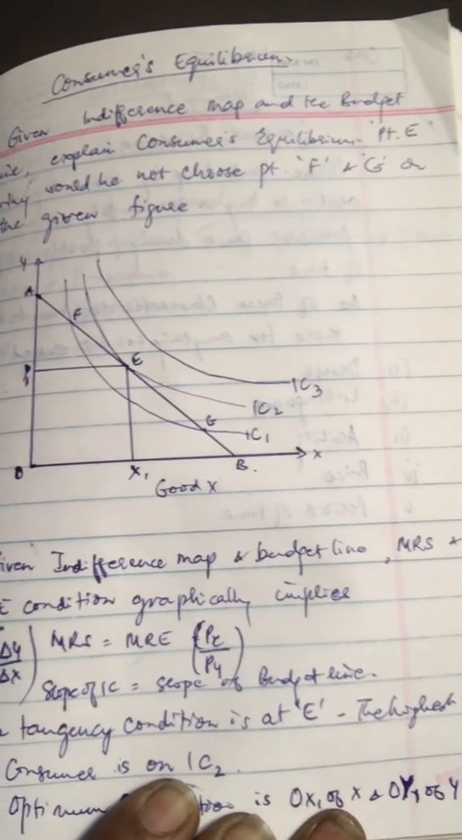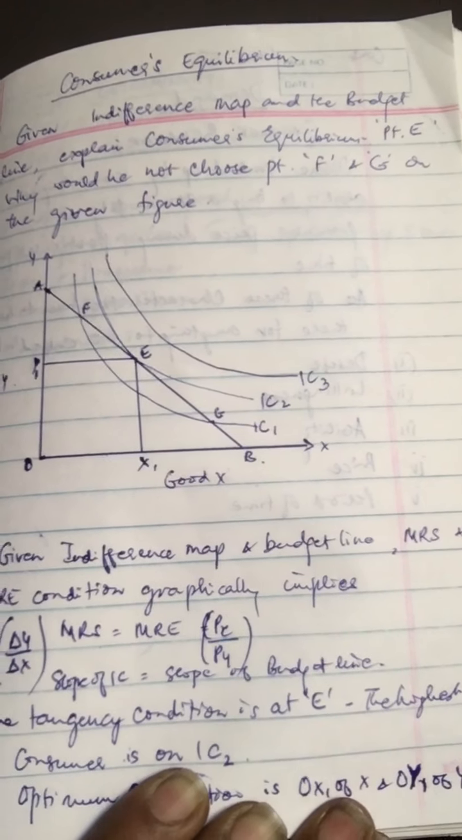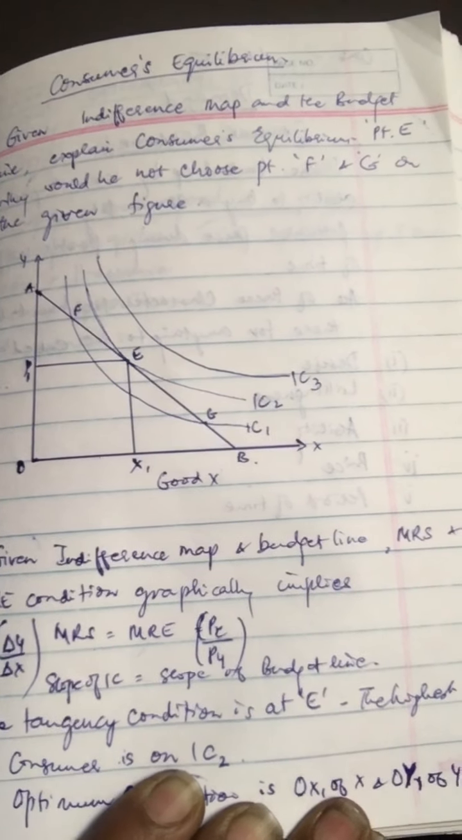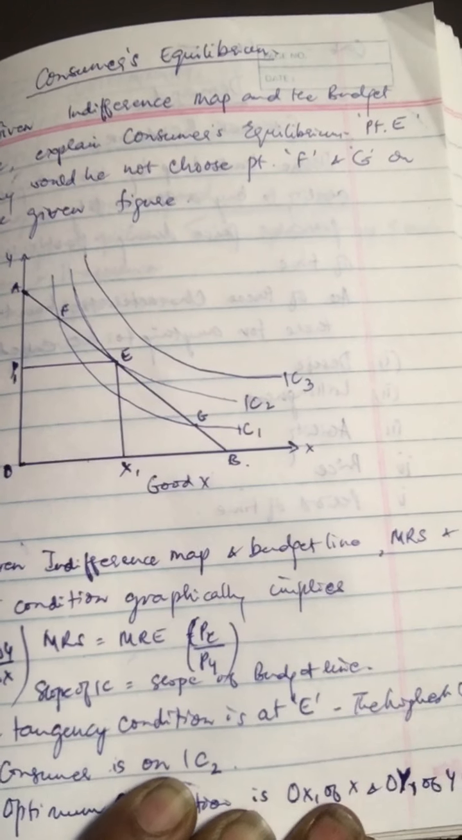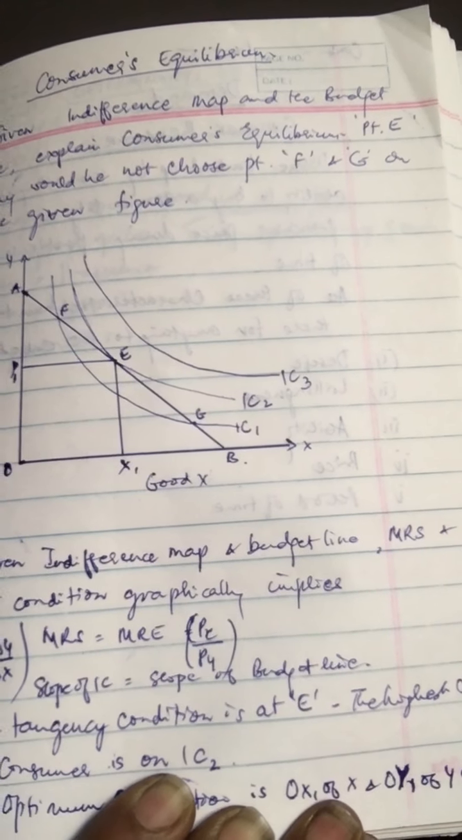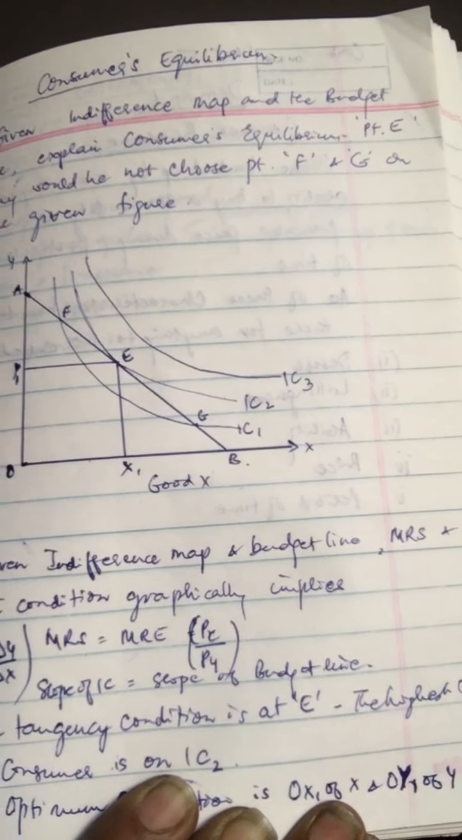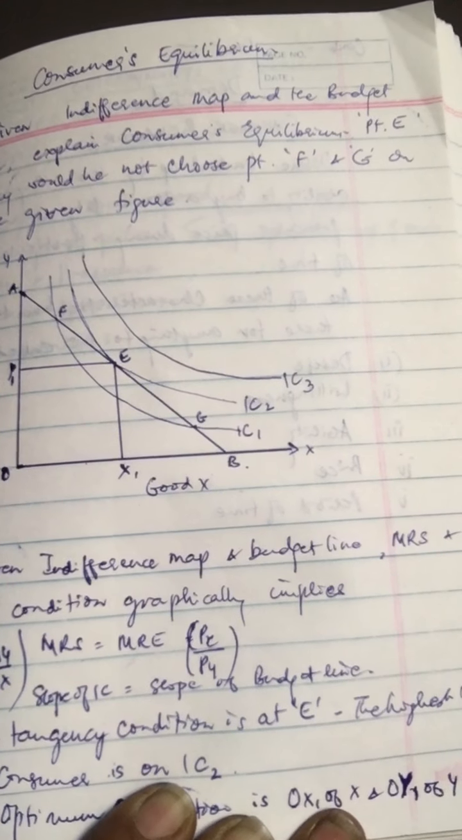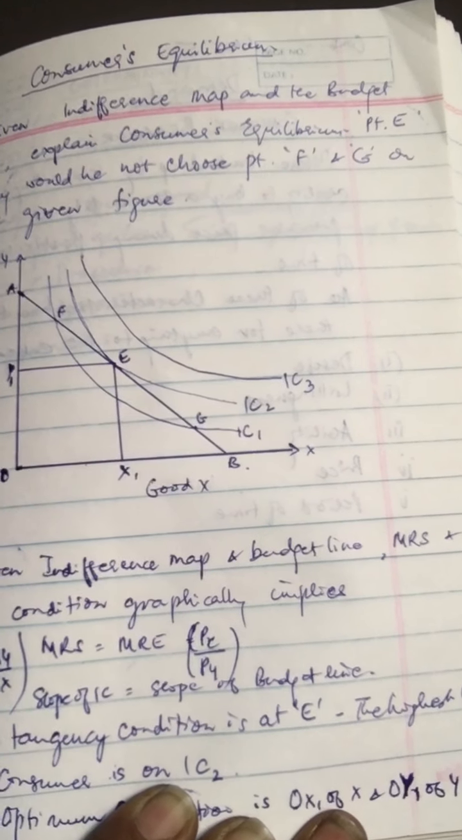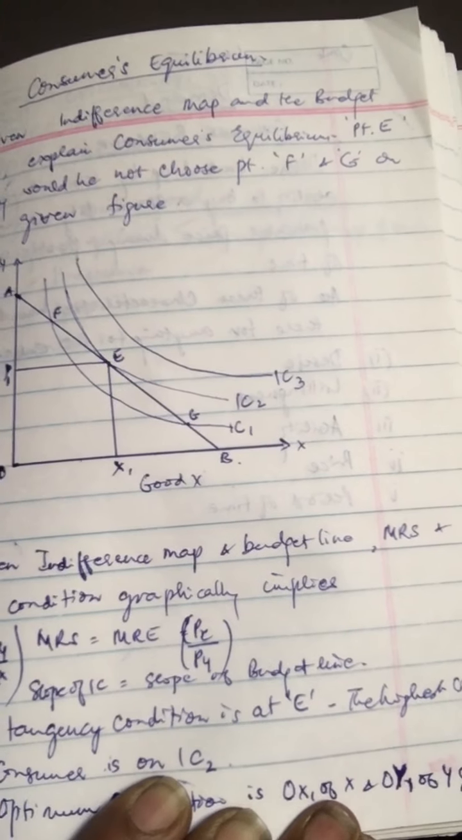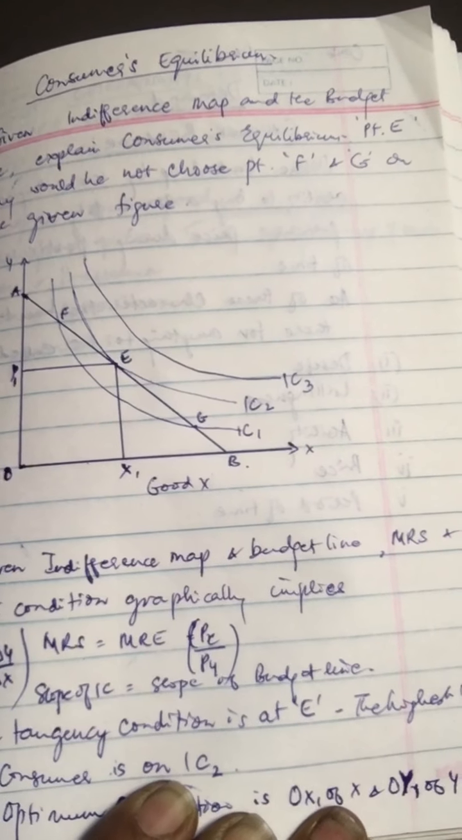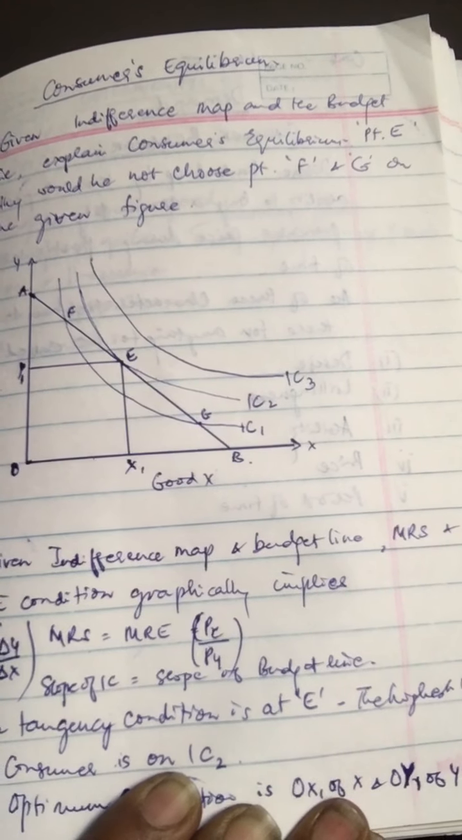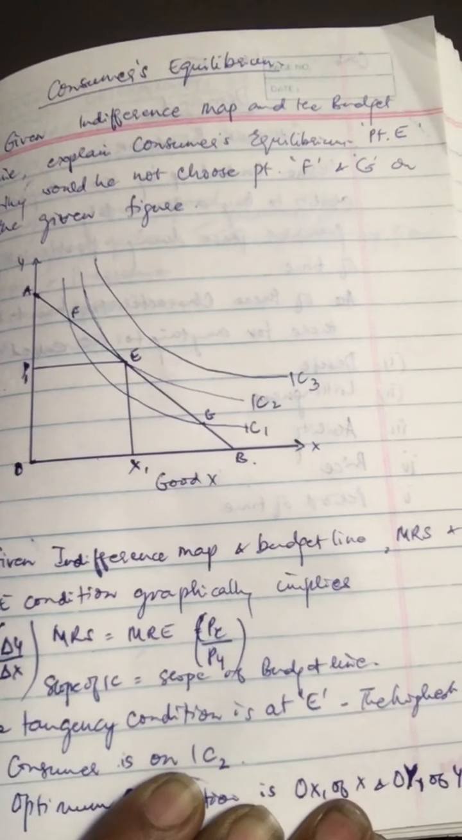Now, can the consumer choose a point below the budget line? No, because this violates the assumption that the consumer must spend the whole of the income. And there is another reason too. Any combination below the budget line will lie on a lower indifference curve, which means a low utility level. The consumer must choose a combination that lies on the budget line.